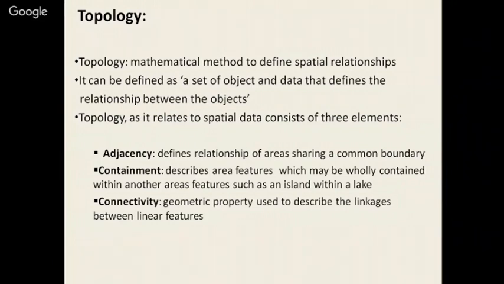Containment is another relationship, which describes area features that may be wholly contained within another area feature, for example, an island within a lake. It gives the relationship of how one thing is contained within another. The third is connectivity, a geographic property used to describe the linkage between linear features. It gives us the linkages between the linear features.